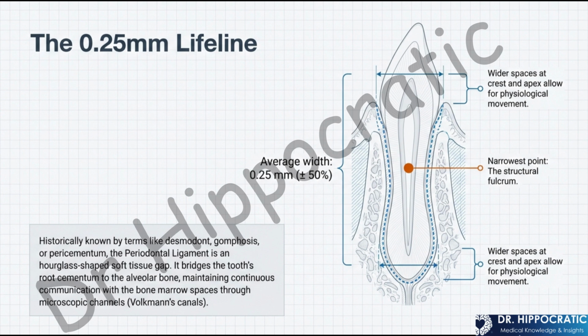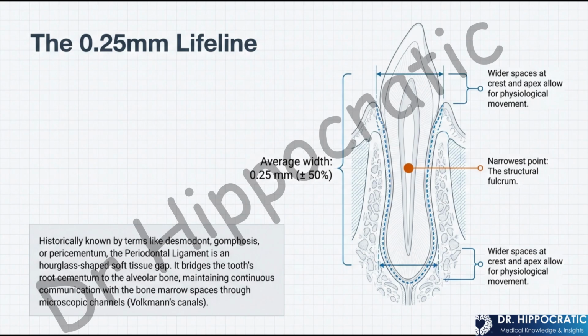The fact that it's hourglass-shaped means the gap is slightly wider at the top, near the crest of your gums, and wider at the bottom, down near the apex of the root. Okay. But in the middle of the root, the space narrows, and that narrowest point acts as a structural fulcrum. So mechanically, it functions exactly like the pivot point in the dead center of a seesaw.